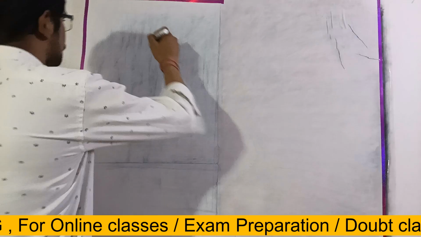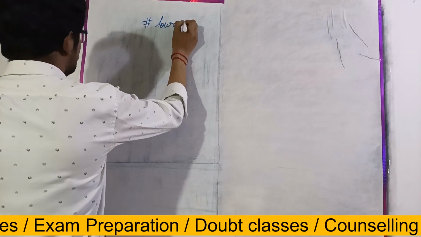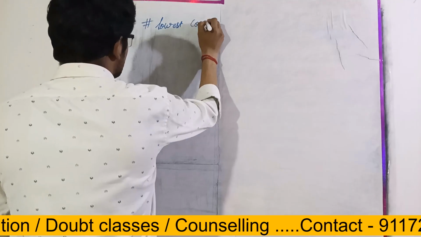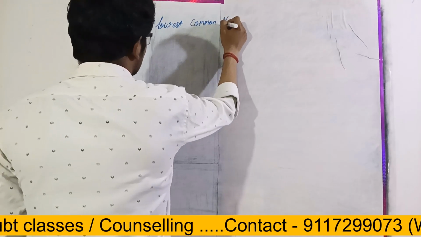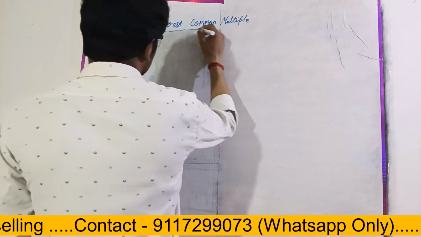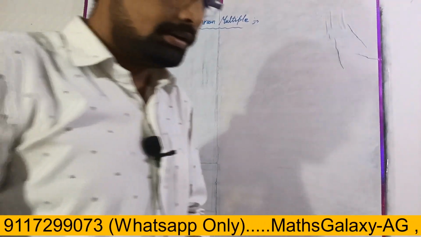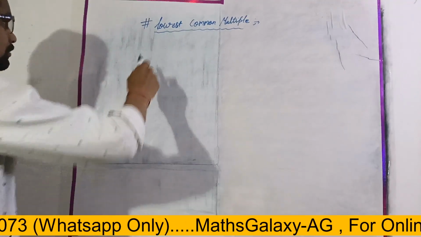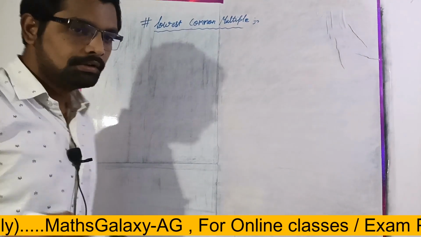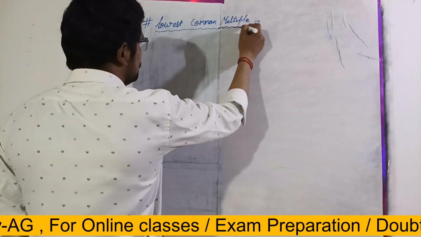The full form is lowest common multiple. Lowest, or we can say least, common multiple, right? As you can see here, there are three words. The first is lowest, second is common, and the third one is multiple. Okay. Now first see here the word multiple.